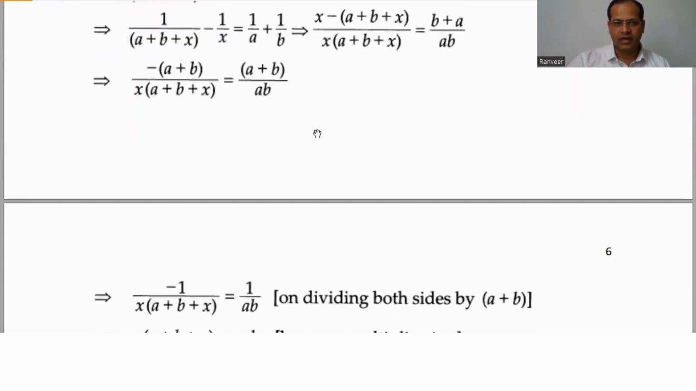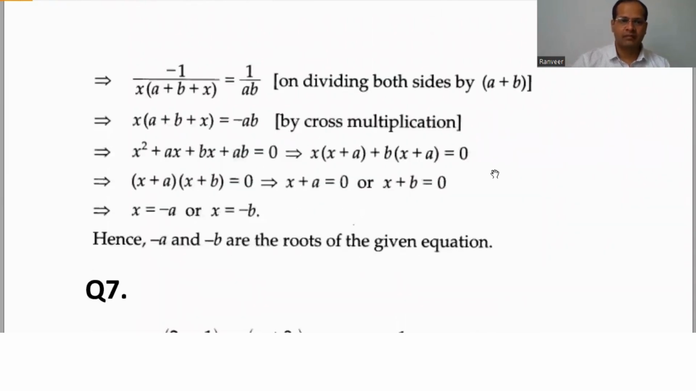On dividing, the upper value will cancel. So just multiply by cross multiplication, that is minus ab, and this is the value. Just take the common factors x plus a, x plus b, and this is nothing but the roots of the given quadratic equation.